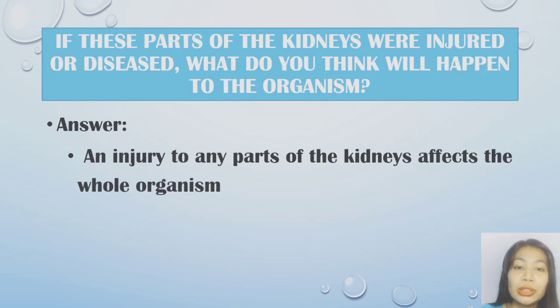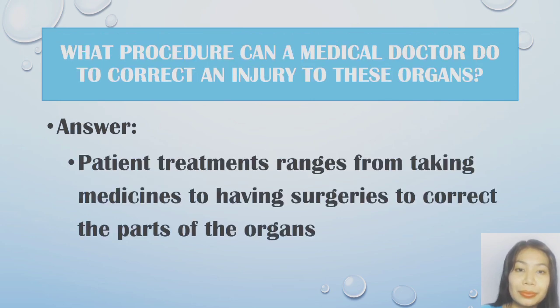If these parts of the kidneys were injured or diseased, what do you think will happen to the organism? Okay, so the answer is an injury to any part of the kidneys affects the whole organism. So what procedure can a medical doctor do to correct an injury to these organs? Patient treatments range from taking medicines if the injury to the kidney is not really severe, but you are going to have surgeries to correct the parts of the organs if any part of the kidney is damaged.